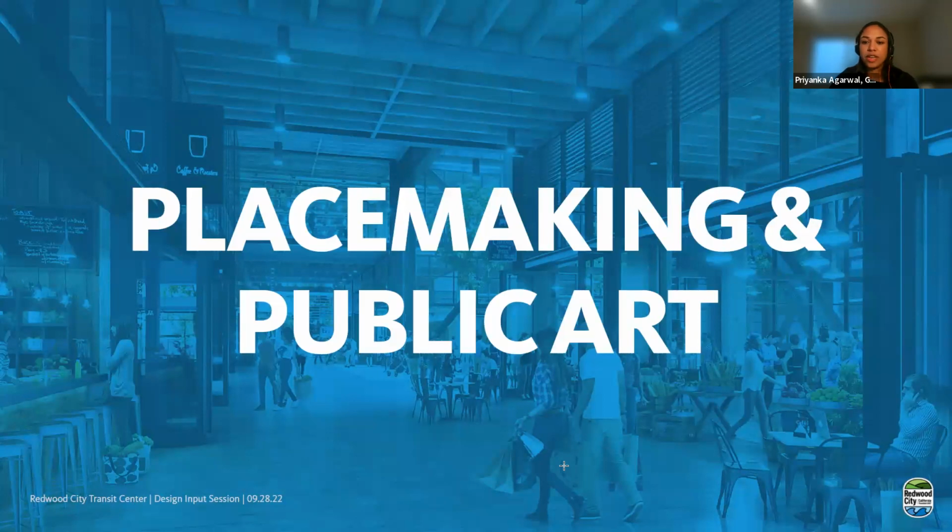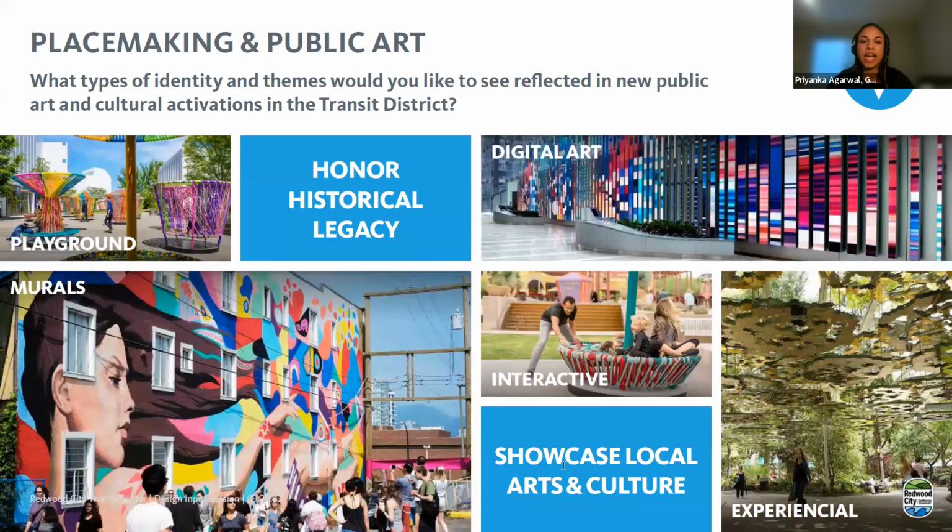And the final pillar that we really wanted to go through was around placemaking and public art. This really relates to what the identity of the Redwood City Transit District and Center can look like. It's an opportunity to really capitalize on how to make the transit center a landmark for the city. How can we make the transit center a place with the character of the city and improve the experience for the residents of the city to really be proud of?